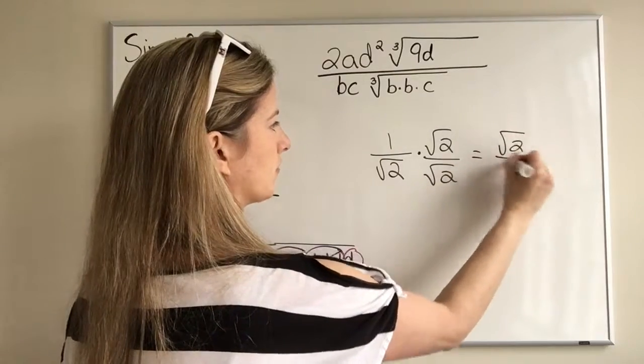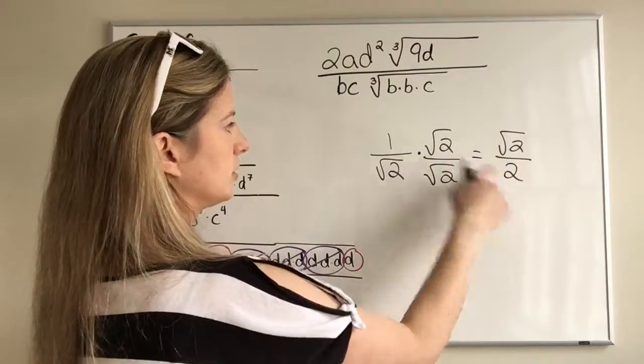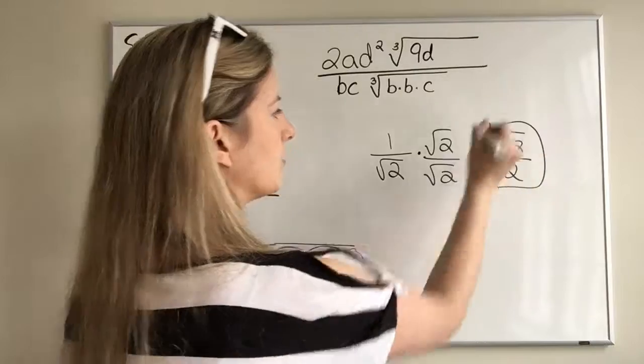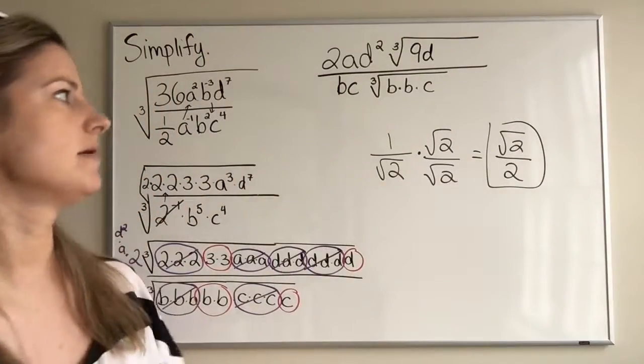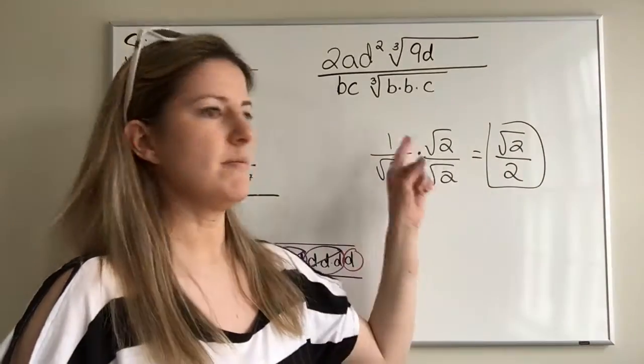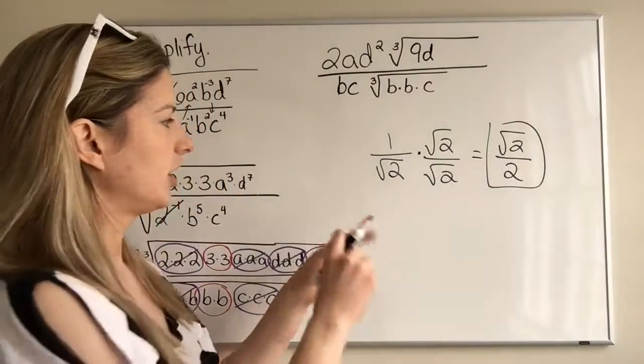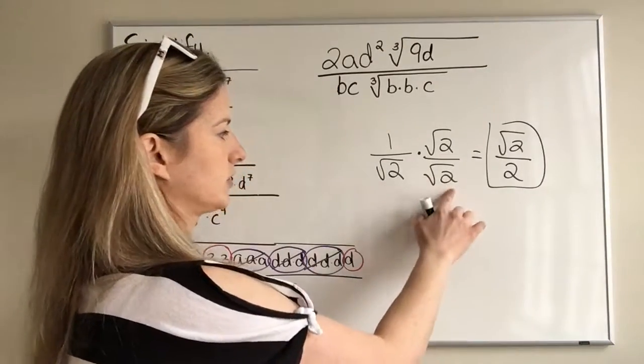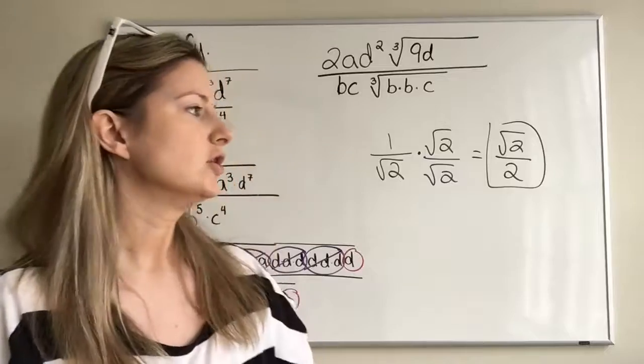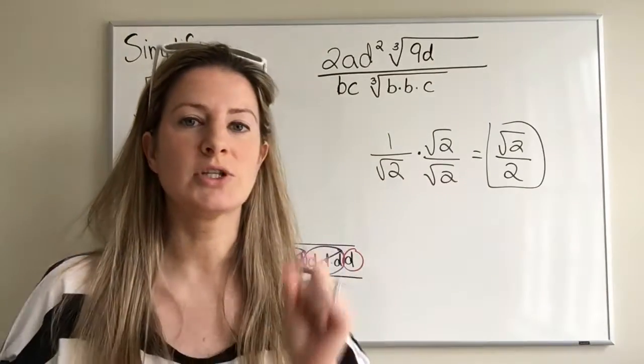Boom, you get root 2 over 2 because root 2 times root 2 is 2 and 1 times root 2 is root 2, and you are all set. Easy peasy, right? But it's a little bit more complex than that. What your teacher has done has created a perfect square in order to take the square root. So that can work when we're dealing with square roots.